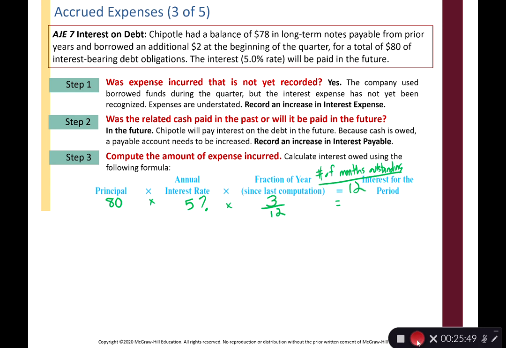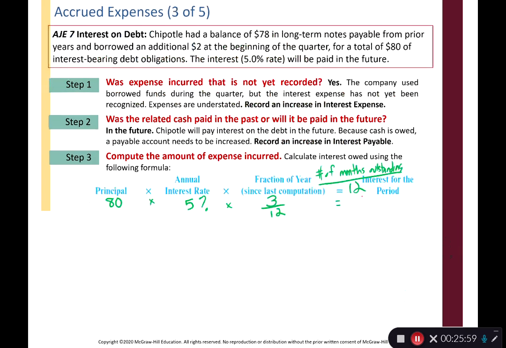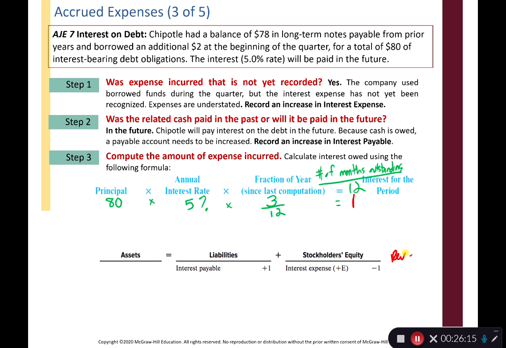So if we do out the math, we're going to end up with $1 in interest. And then how does that affect our accounting equation? Well, we've used up the interest, so we have an expense, and then we haven't paid it yet, so we would have a payable. So expanding my accounting equation, revenue minus expense equals net income. We have an expense of 1, net income goes down 1, and that's why our equity goes down 1, and then we haven't paid it yet, so we have a payable.